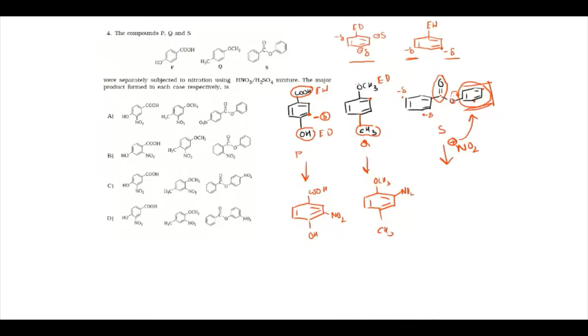So our product will be like this, and this will be the product here.